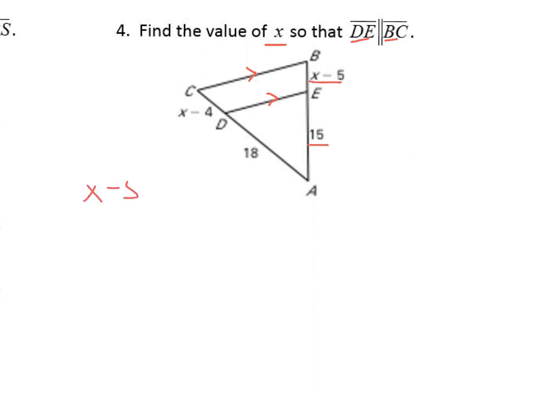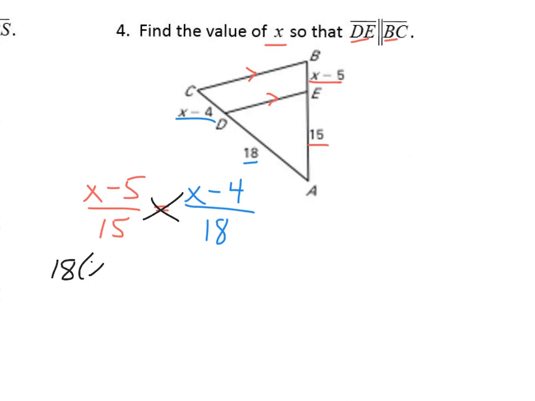So we have x minus 5 over 15. And I'm going to set that equal to these two sides. So I'm going to have x minus 4 across from the x minus 5, and then 18 across from the 15. I can't reduce either of these based on the way I set it up, so I'm just going to need to cross multiply and solve.